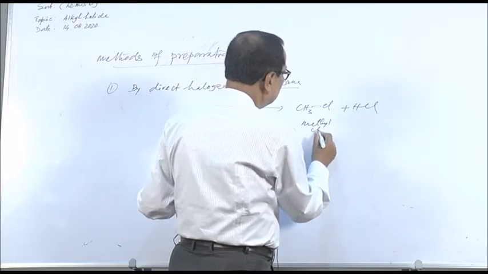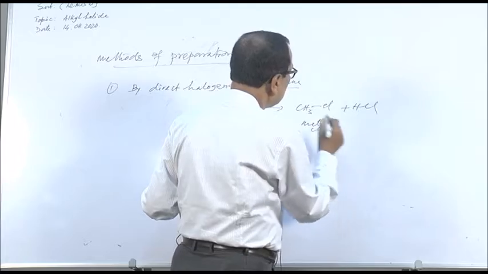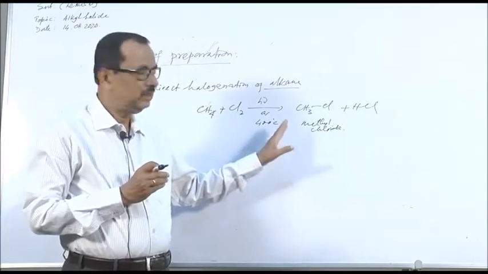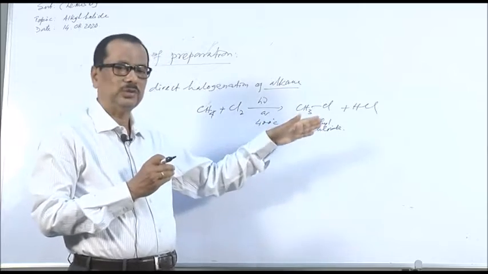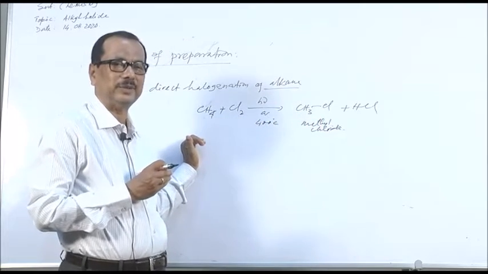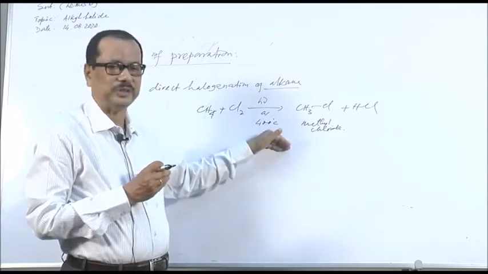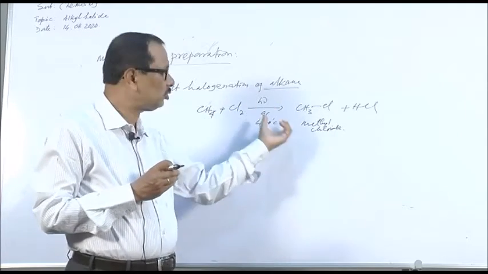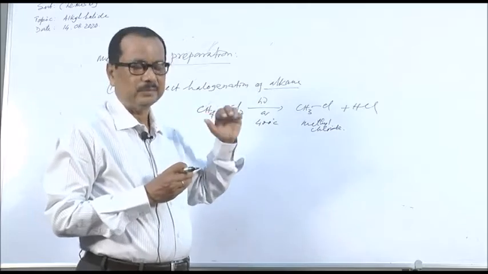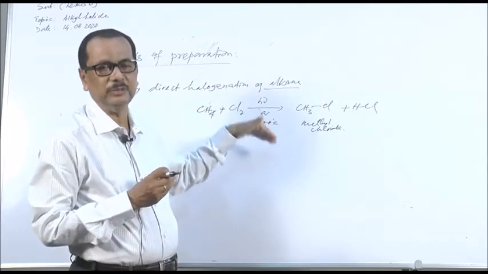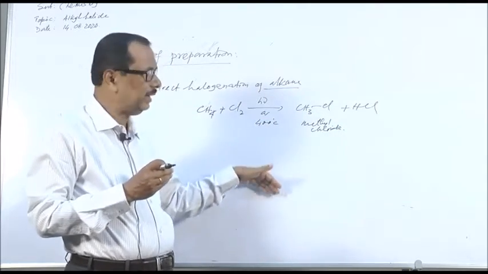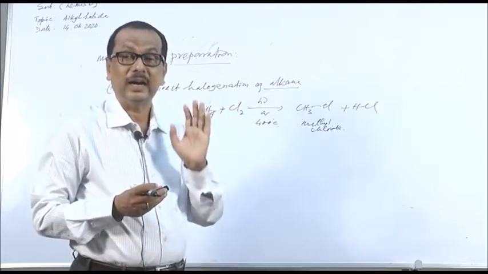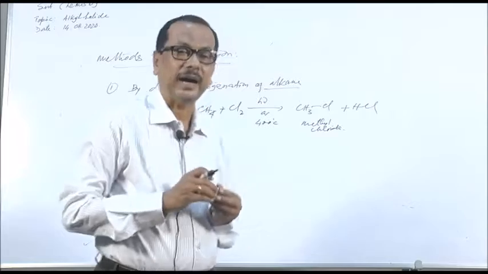This reaction is an uncontrollable reaction because the reaction continues until all the hydrogen atoms of the alkane are substituted. Therefore, in this method we cannot prepare exclusively alkyl monohalide because it will go on to give you dihalide, trihalide and tetrahalide until all the hydrogen atoms are replaced by the halogen atoms.